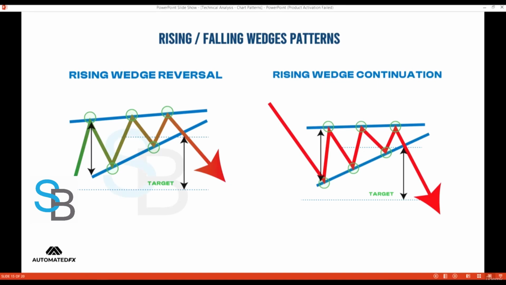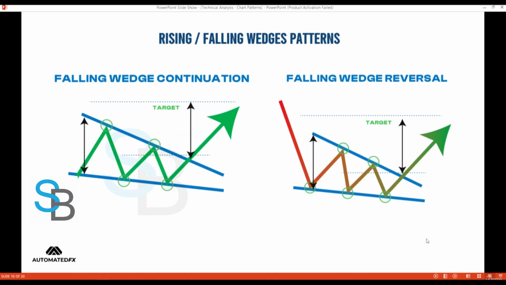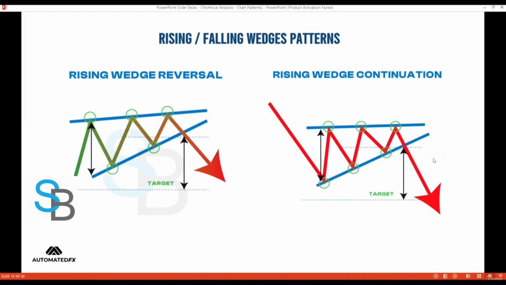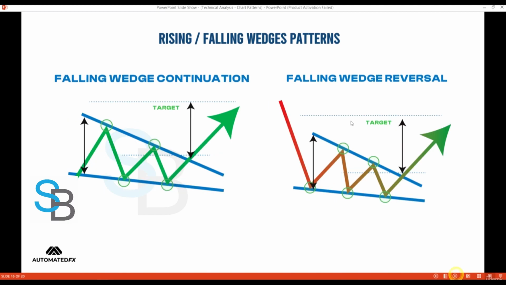In this video, we're going to be learning about rising and falling wedges. They're quite similar to triangles, but they don't play out like the triangles, okay? Now, this is an example of the rising wedge, and this is an example of the falling wedge. So these are examples of the rising wedge, these are examples of the falling wedge.